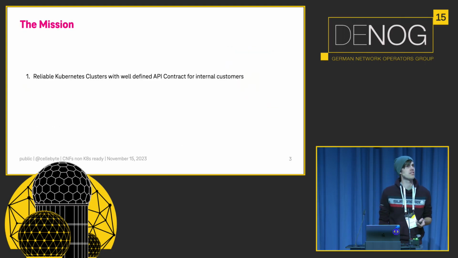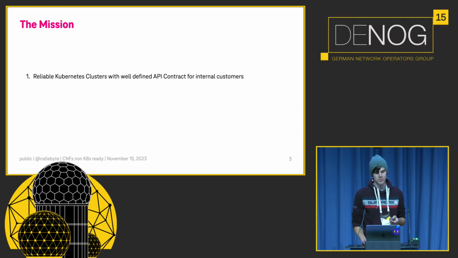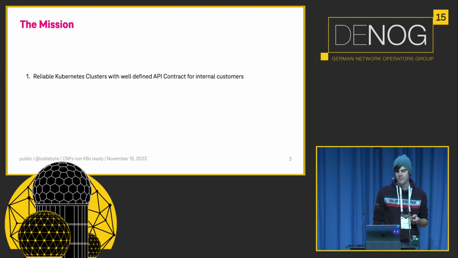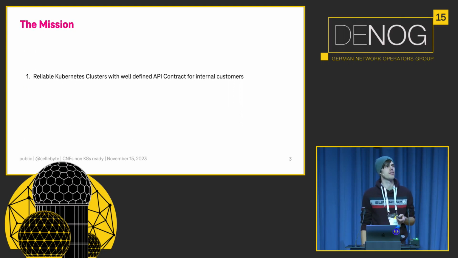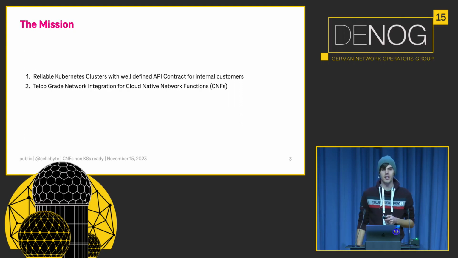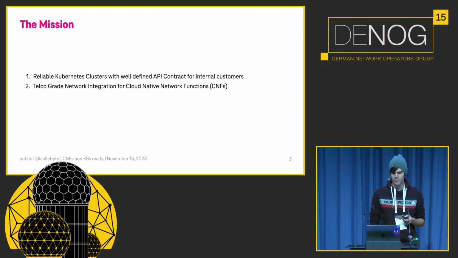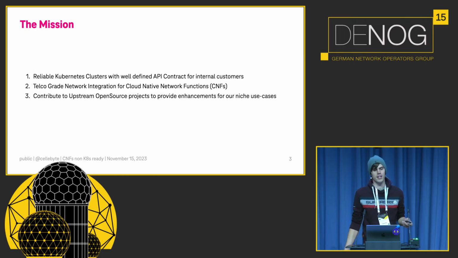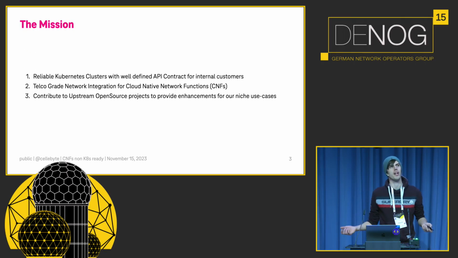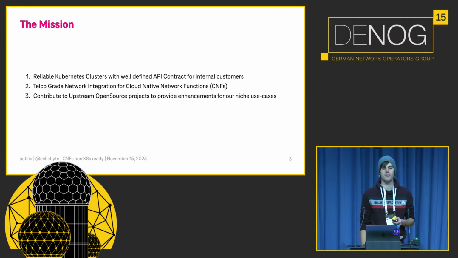So what was our mission when we started back then? Our mission was that we want to build a reliable Kubernetes cluster for our customers to run their workloads and be stable in our API contract. Then we also want telco-grade network integration for the functions to be able to run. And the last thing we wanted to achieve is also to contribute that back upstream so that others can make use of it or make it better and fix bugs.